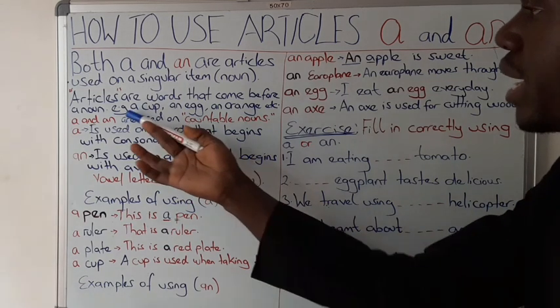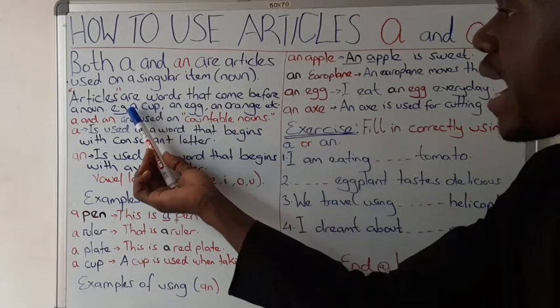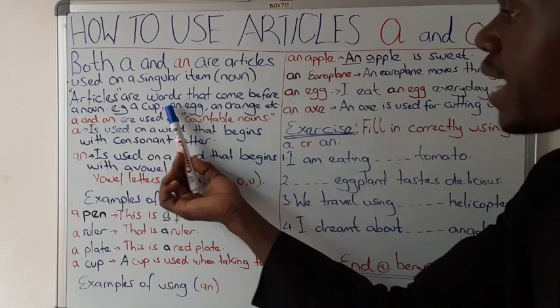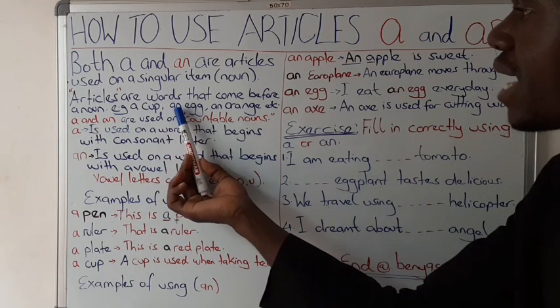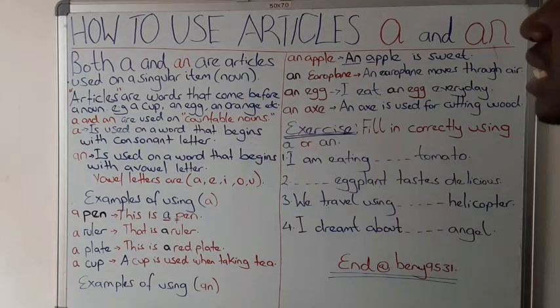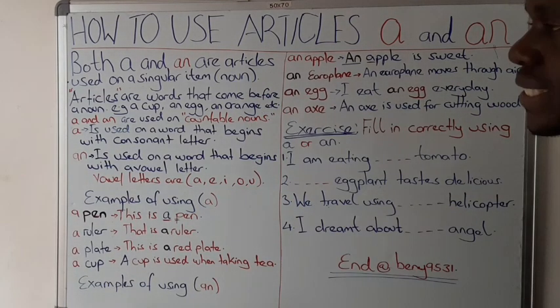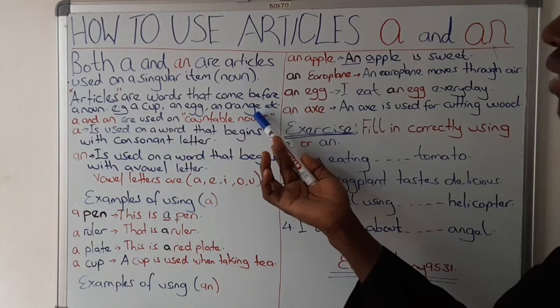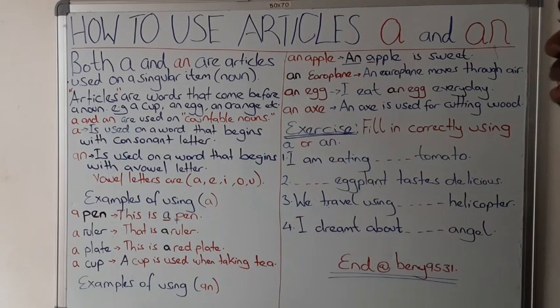For example, a cup. So article a comes before the noun. The noun here is cup. An egg. So an is the article before the egg. Articles are words that come before the noun. For example, a cup, an egg, an orange, and many others.